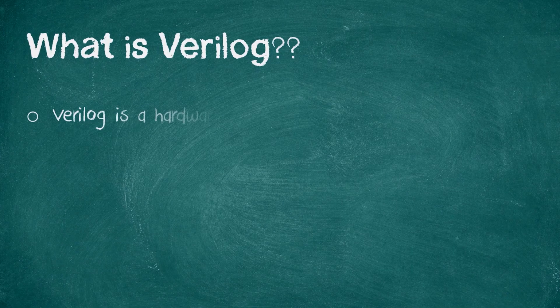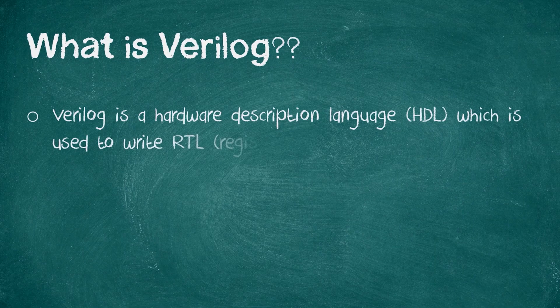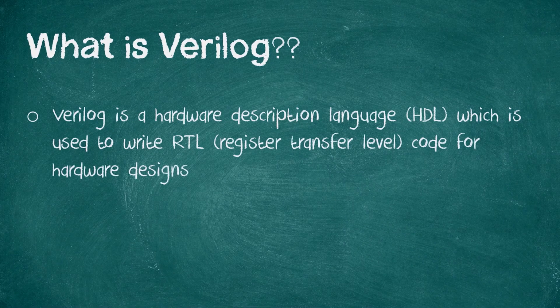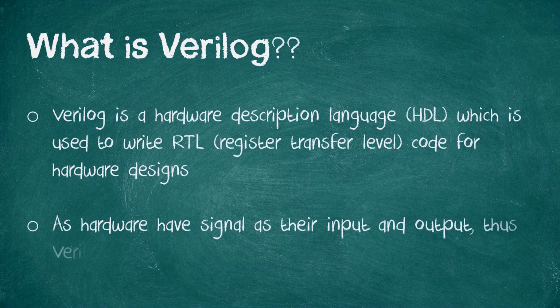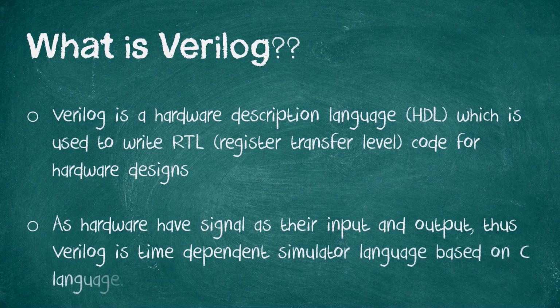What is Verilog? Verilog is a hardware description language, commonly known as HDL, which is used to write RTL code for a hardware design. RTL stands for Register Transfer Level. In this level of abstraction, the hardware design is modeled using the flow of digital signals or data between hardware registers, and logical operations are performed on these signals.